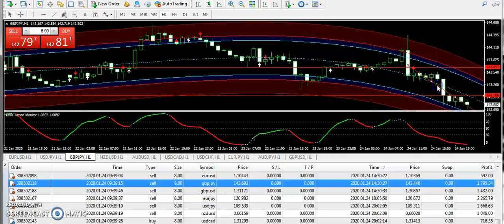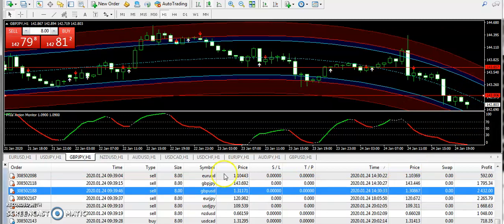So overall, guys, you know that Great Britain Pound JPY gives a lot when you take buy or sell positions, and if it goes in your favor, that's a very good signal from our side. So if you have traded this one, then you must be in very good profits.